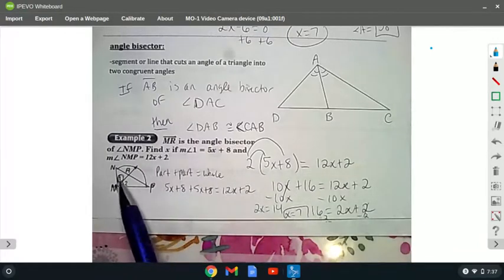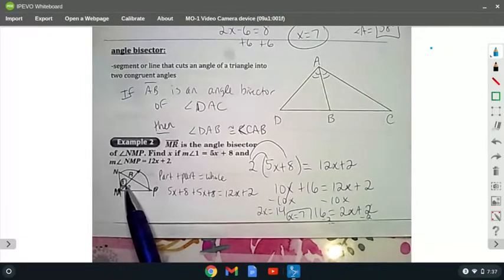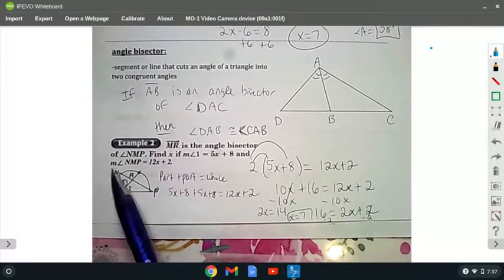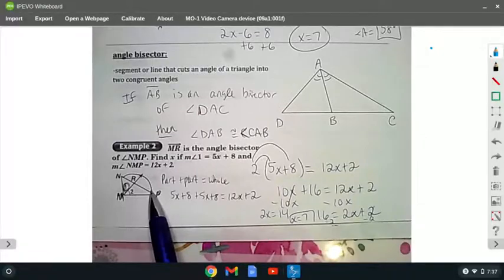Okay, so just remember, in a problem like this, 1 and 2 are congruent, so just double whatever one of them is, and that should equal the whole thing.